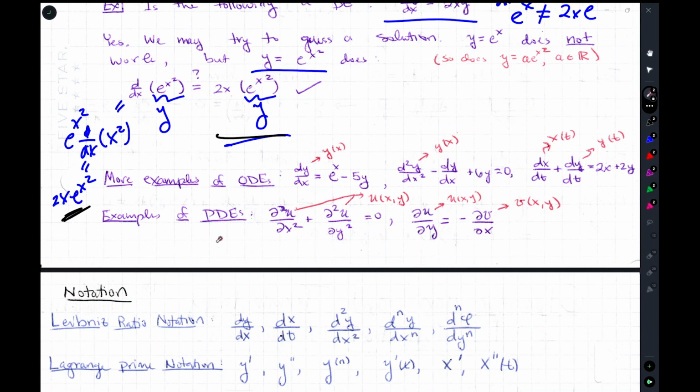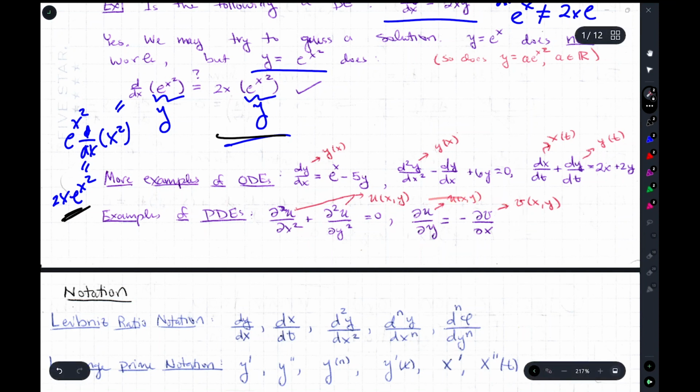Well, what about a partial differential equation? Here we have u is seen as a function of x and y. Okay, that's why we take partial derivatives with respect to x and partial derivatives with respect to y. And so this is a partial differential equation. And again, we have one dependent variable, which is u, and two independent variables, which is x and y.